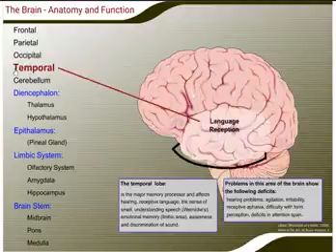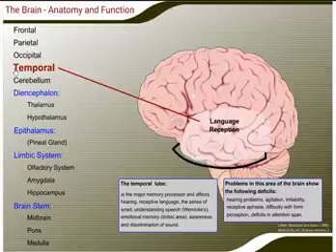The temporal lobe is the major memory processor and affects hearing, receptive language, the sense of smell, understanding speech, emotional memory, and awareness and discrimination of sound.